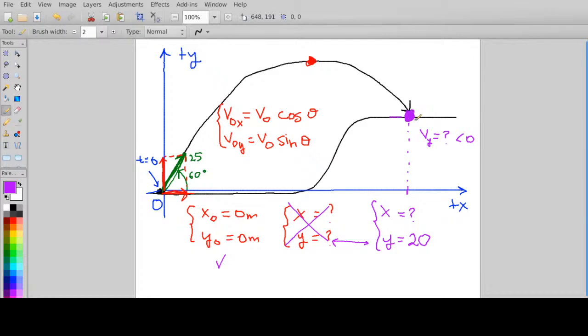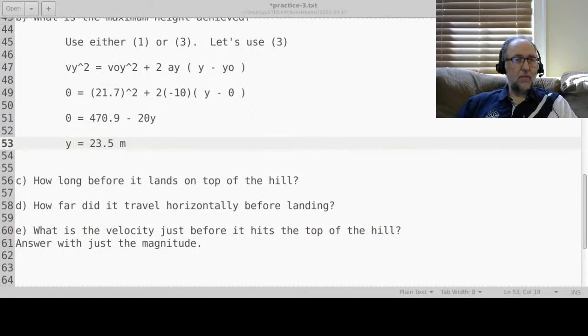Okay, and so as soon as the ball actually starts to interact with the top of the hill, then what's going on is there's other accelerations besides the acceleration due to gravity, and the equations don't work. So you really don't know vy there. Okay, let me switch to the text editor and we can finish this problem off.